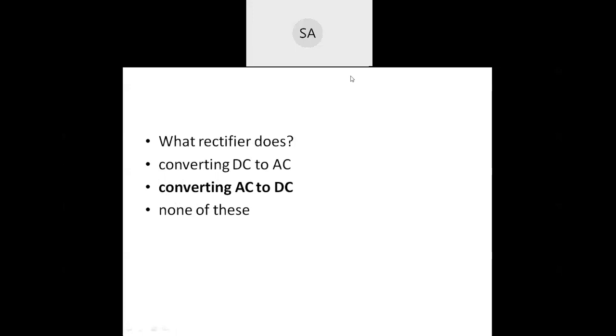And next one is what a rectifier actually does: converting DC to AC, converting AC to DC, or none of these. Since we started from the last lecture and this lecture, we are saying that the rectifier is a device which converts AC into DC. That is the second option.